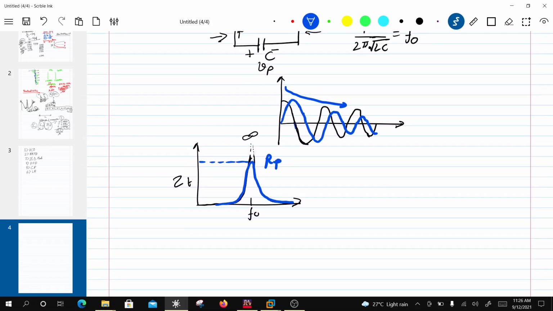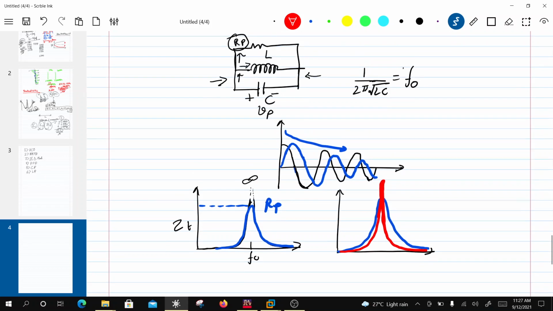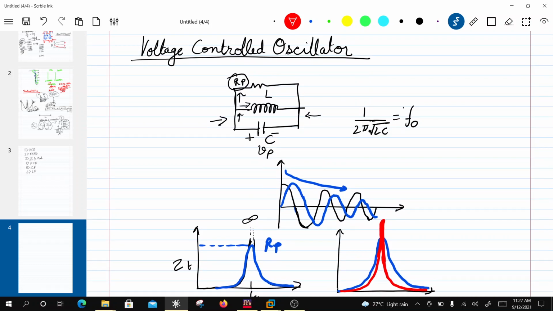Now let's look at the nature of this resonance. Okay, if the Q of the circuit is low, then the waveform would look like this. But if the Q of this circuit is high, then the same waveform would look like this. So I hope you get it, that if the Q is low, what's happening, and if the Q is high, what is happening. So loss of the tank circuit becomes important here, right?